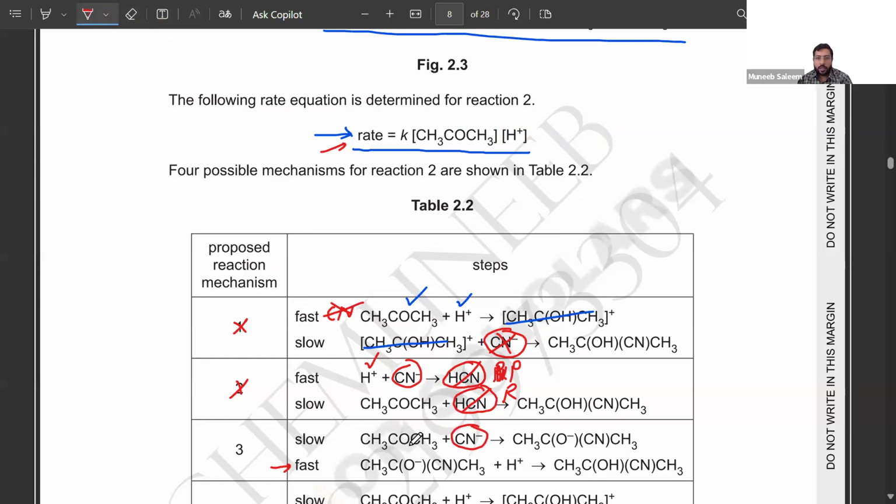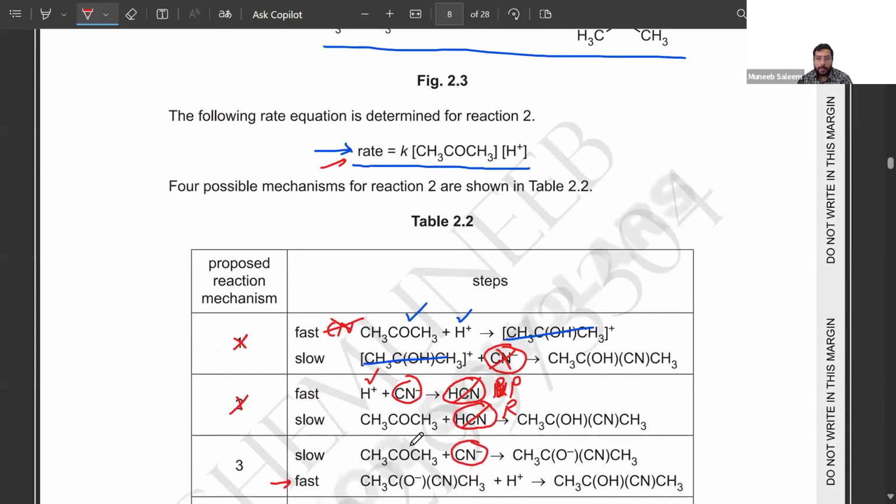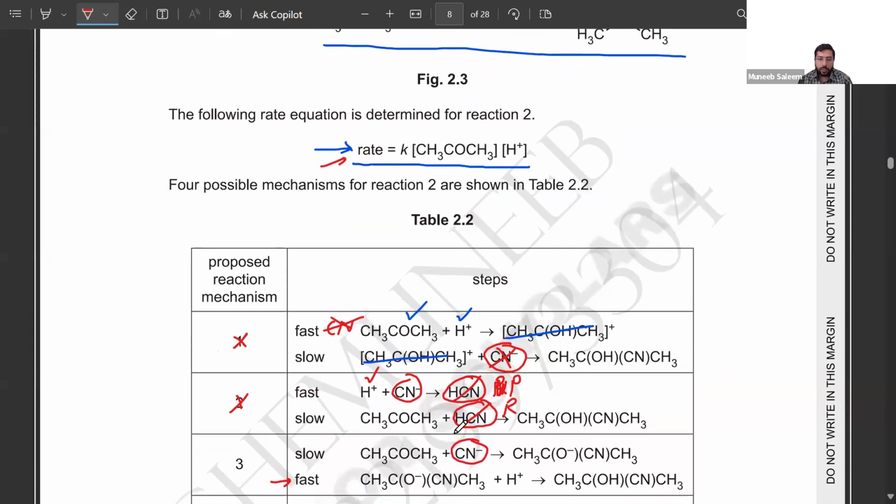So cyanide ion is not a species present in the rate equation. So it is not the right answer. And there is no hydrogen ion in the slow step. It should be there in the slow step because that must be part of the rate equation. So it is not here. So that's why 3 is also cancelled out.